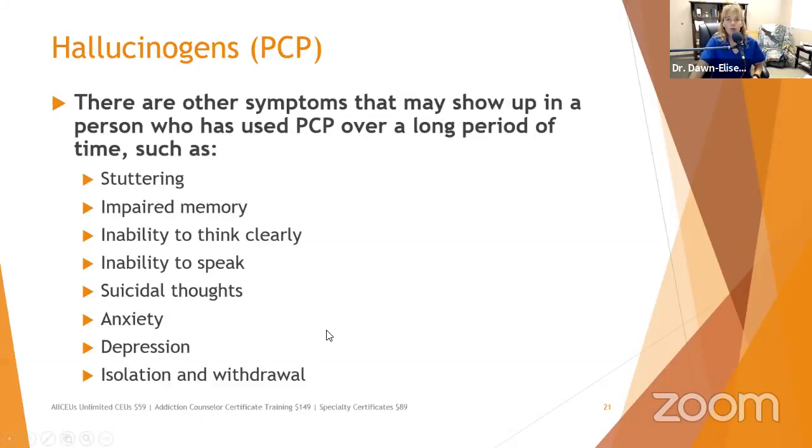Other symptoms that may show up in a person who's used PCP over a long period of time include stuttering, impaired memory, inability to think clearly, inability to speak, suicidal thoughts, anxiety, depression, and just isolation and withdrawal. Now, remember, with the hallucinations, if they start feeling alienated from people, if those thoughts and experiences stay with them, they may start not trusting other people. So they may start socially isolating from everybody else.